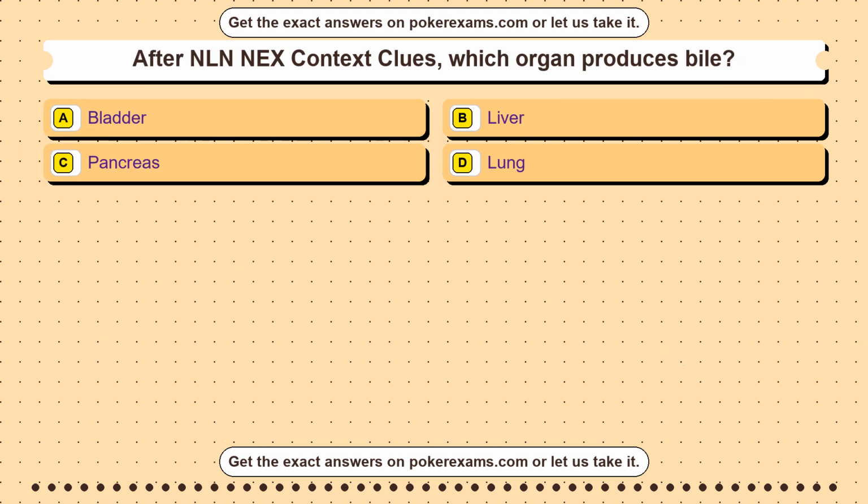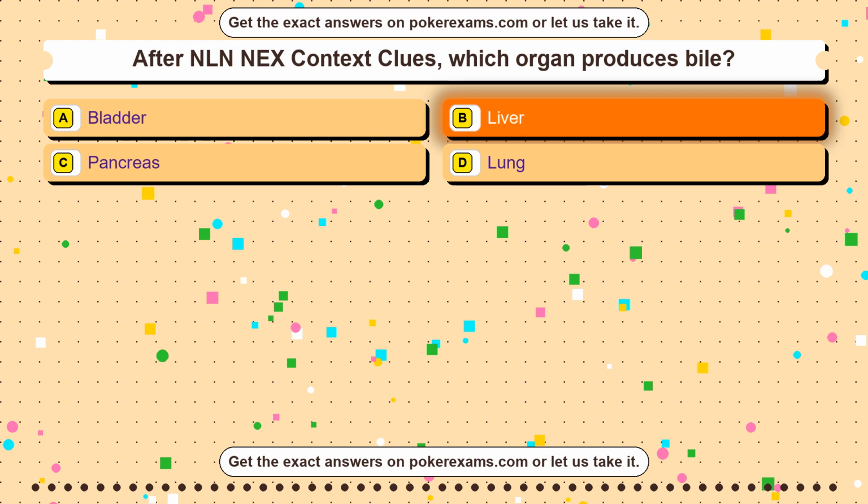Question 16. After NLN NEX Context Clues, which organ produces bile? Option A bladder. Option B liver. Option C pancreas. Option D lung. The correct answer is option B.